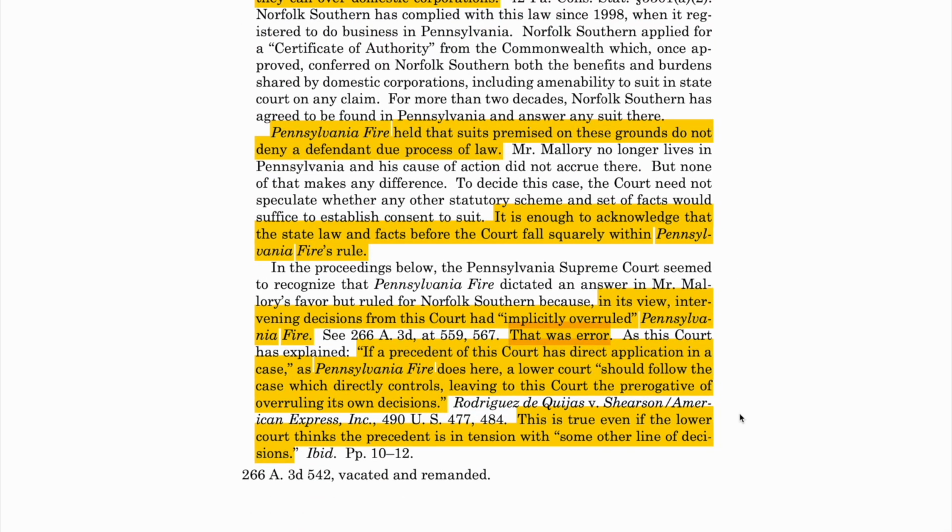In the proceedings below, the Pennsylvania Supreme Court seemed to recognize that the Pennsylvania Fire case dictated an answer in Mr. Mallory's favor, but ruled for Norfolk Southern because, in its view, intervening decisions from this court had implicitly overruled Pennsylvania Fire. That was error. As this court has explained, if a precedent of this court has direct application in a case, as Pennsylvania Fire does here, a lower court should follow the case which directly controls, leaving to this court the prerogative of overruling its own decisions. This is true even if the lower court thinks the precedent is in tension with some other line of decisions.